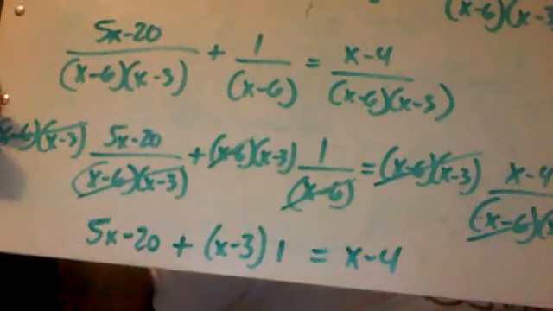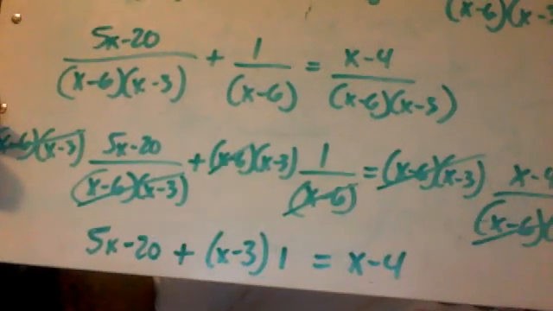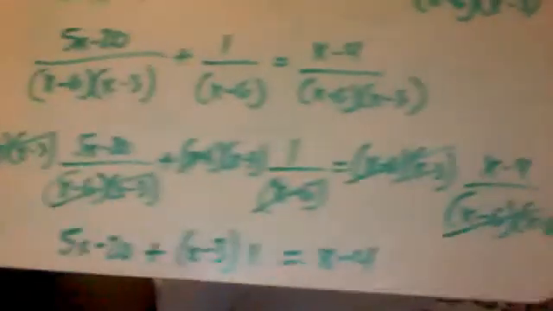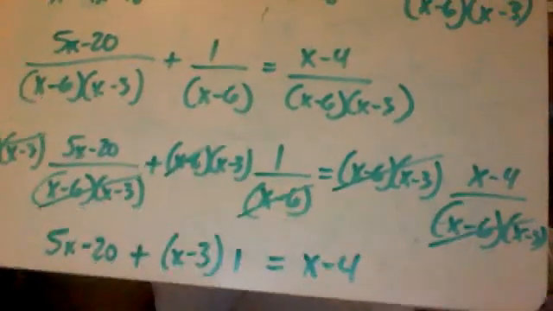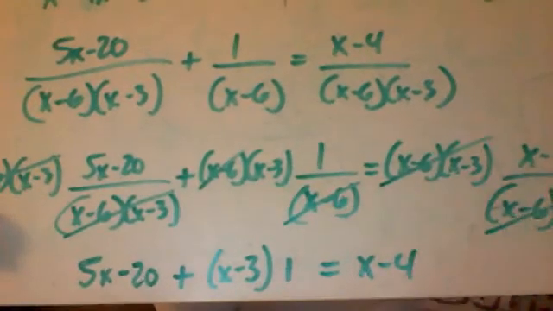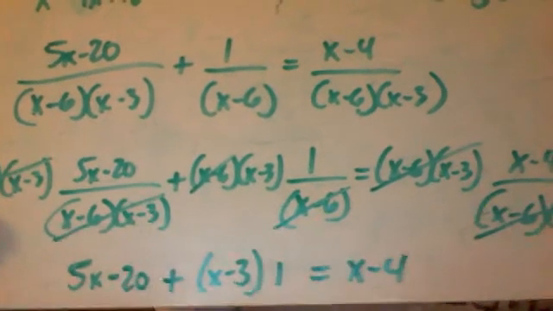So all you have left, see how I have left? 5x minus 20. I have x minus 3 I brought down because it didn't cancel out, and the 1. Then I bring down the x minus 4. Everything that's not canceled comes down. Let me show that again, so just in case you didn't get a look at it. So you have 5x minus 20 plus x minus 3. 1 is brought down. Then you have x minus 4.